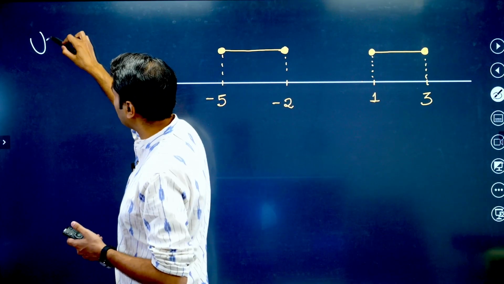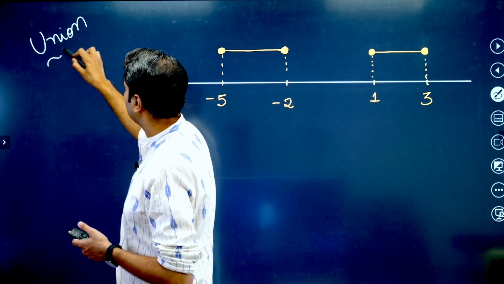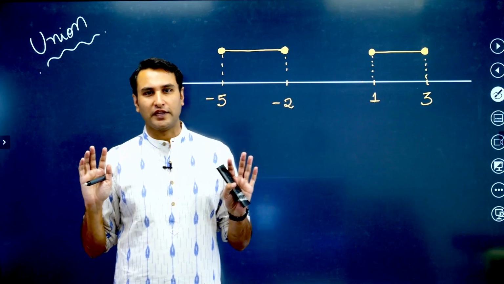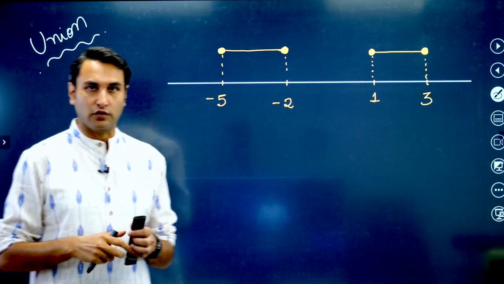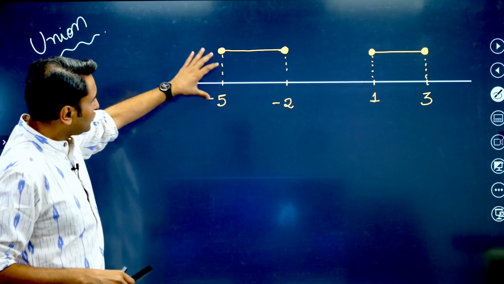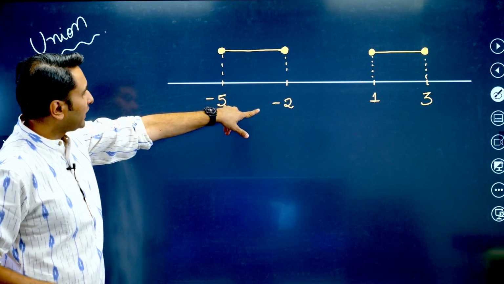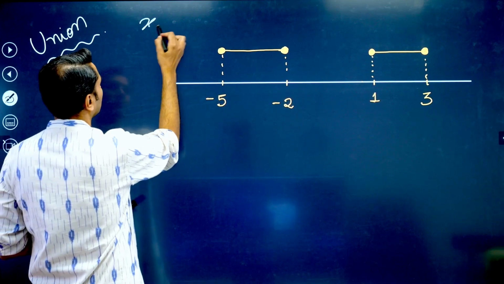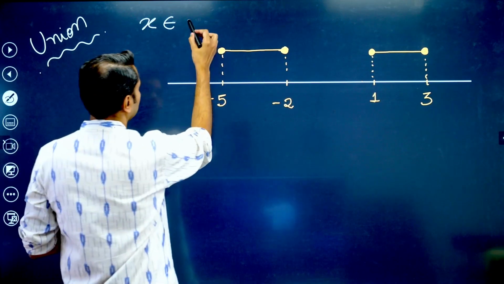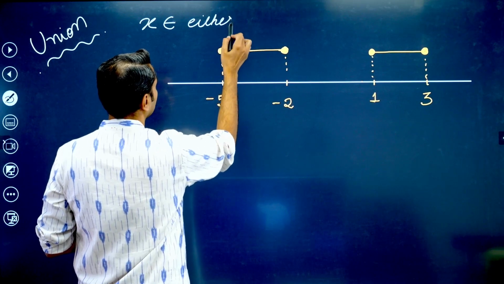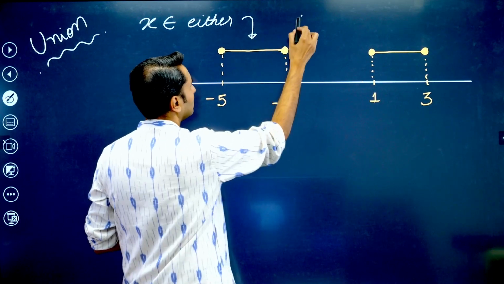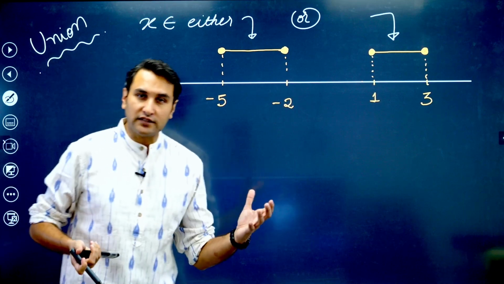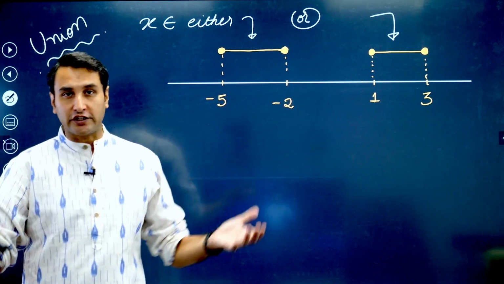Slowly I am going to introduce a concept called union, which comes in the set theory, but forget about set theory for some time. Let's be very, very logical and let's see what this is. So you see two intervals here, minus 5 to minus 2 and 1 to 3, and x belongs to, listen very carefully, either this interval or this interval.